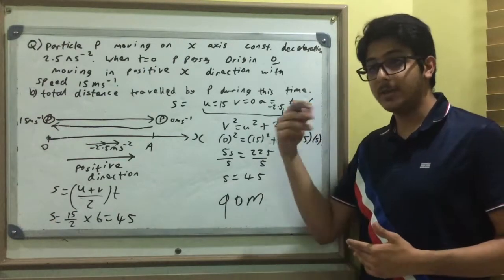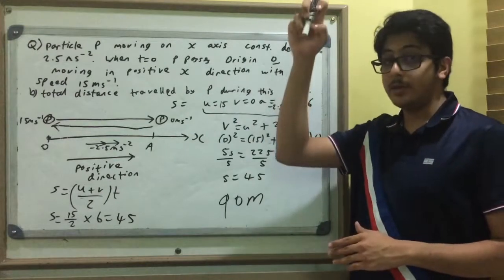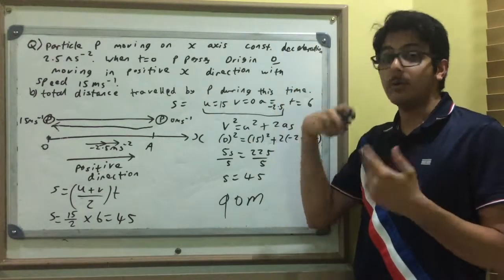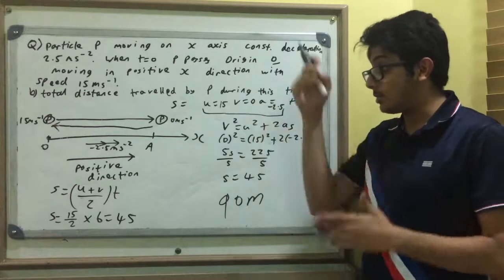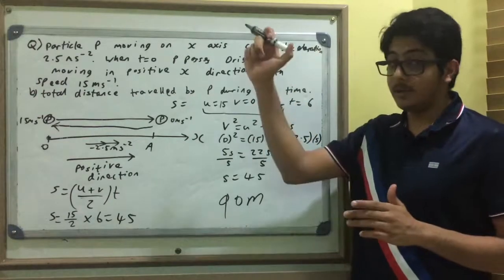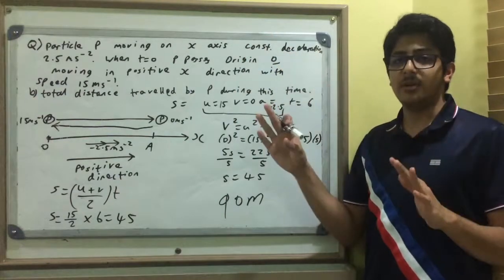Obviously there are more complicated things like gravity, where the acceleration is minus 9.8 or positive 9.8 depending on which direction it's going, and things like an inclined plane, but those are for another video.